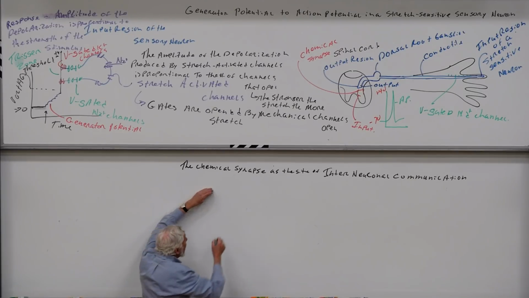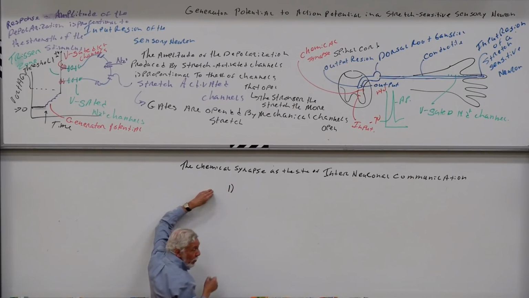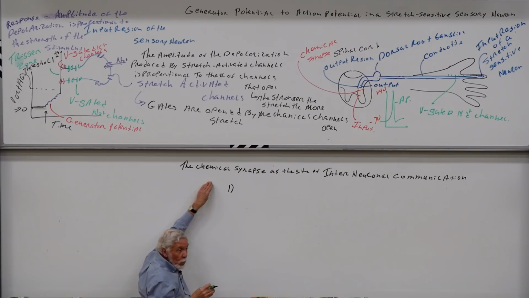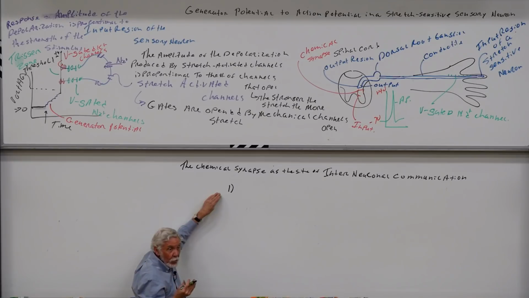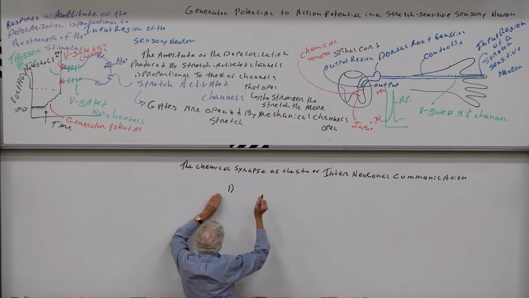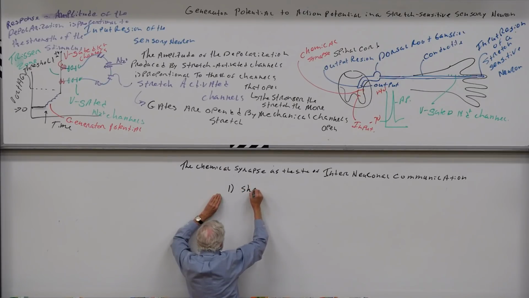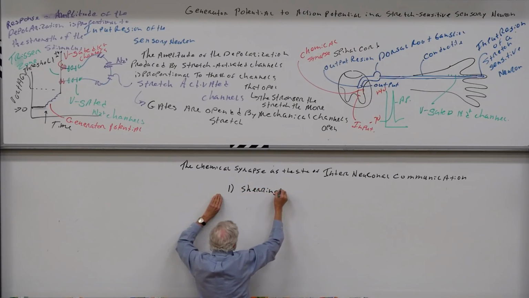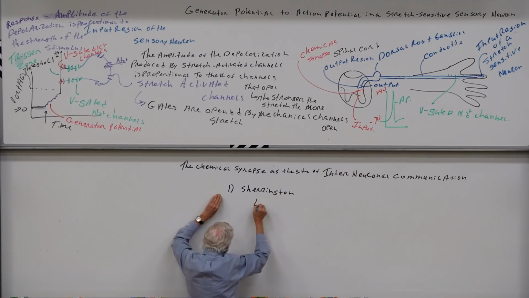Now, initially, they didn't know there were going to be chemicals. They didn't know whether there was going to be electrical continuity between the cells or whether it was going to be a chemical kind of arrangement. But early on, there was a guy named Sherrington. And Sherrington was working at Cambridge in England.